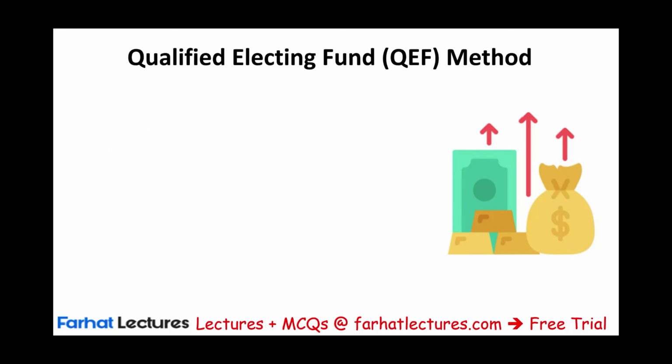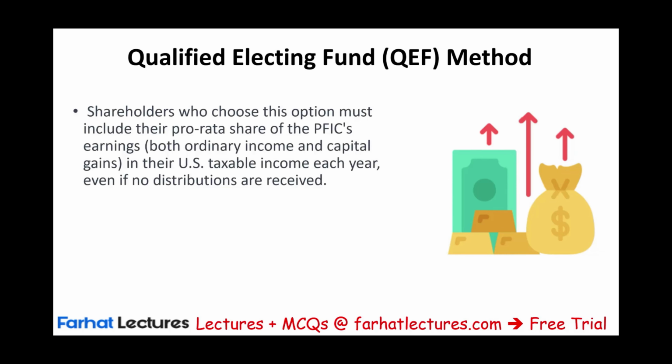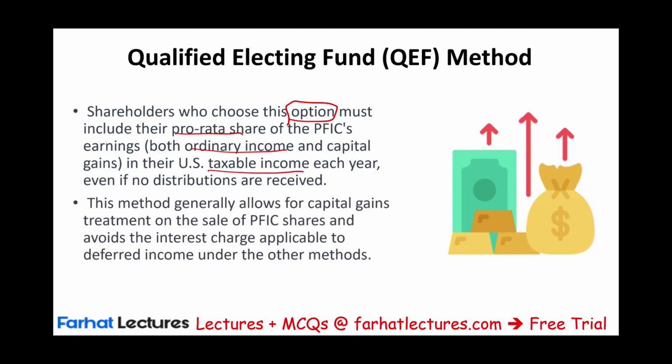What is a qualifying electing fund method? Simply put, what we're saying here is I'm going to go ahead and pay my taxes. I'm going to declare it and pay it. Shareholders who choose this option must include the pro rata share of their earnings, both ordinary income and capital gain, in their taxable income each year, even if it's not distributed. You say, this is my earnings, whether that company, the PFIC company overseas, distributed or not. I'm just going to declare my income, declare my capital gain, and pay it.